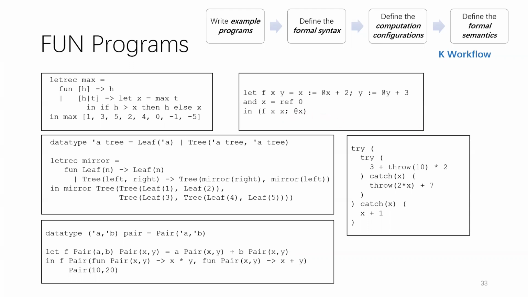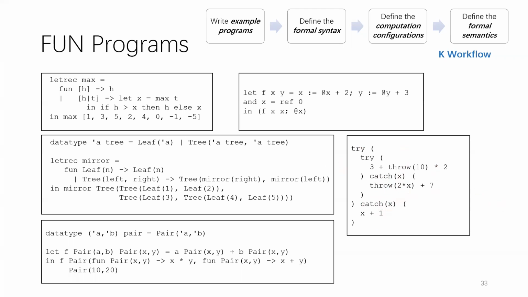And finally, let's look at the try-catch block. To execute this program, we get into the first try and then the second try, and we execute this. So we have 3 plus throw of 10. When we see a throw, this error will be captured by the inner catch here. So we catch the 10, and then we throw 20, right? And that 20 will be caught by the outer catch. So we catch 20 and plus 1, so the result will be 21. So this is the try-catch block. We define it using callcc.